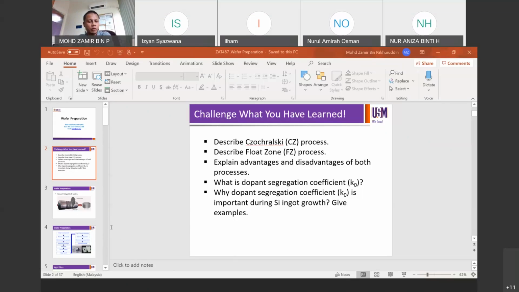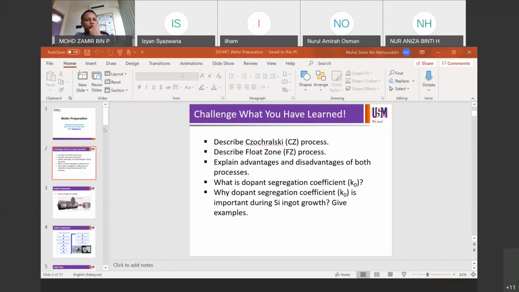Oxygen concentration, okay. What's the difference between those two in terms of oxygen concentration? CZ is higher than FZ, okay. Why is CZ higher than FZ? Kenapa CZ ada higher concentration of oxygen than FZ?